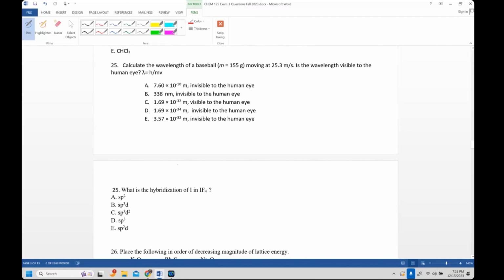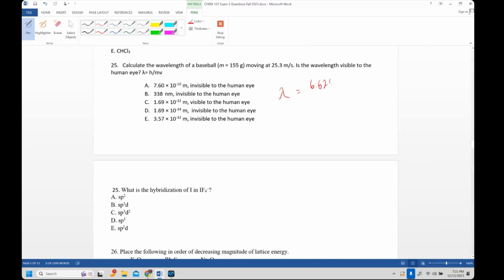Okay. Calculate the wavelength of a baseball. Mass is 155 grams, moving at 25.3 meters per second. Is the wavelength visible to the human eye? Okay, so this is interesting. So we have the de Broglie wavelength equation, which is given.